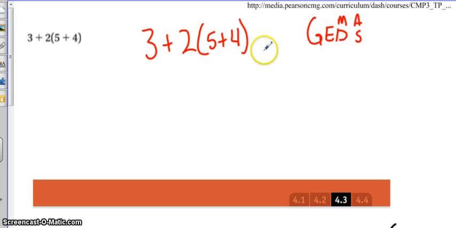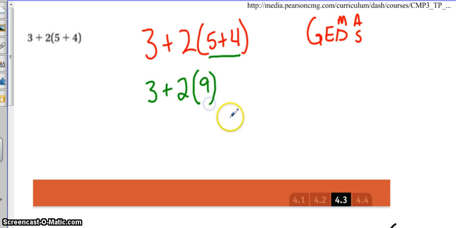So in this problem, we look for grouping symbols first. Well, we have a set of parentheses right here around the 5 plus 4. So we're going to underline that, and then we're going to rewrite the entire problem again. So 3 plus 2, we'll put in the parentheses, but instead of writing 5 plus 4, we're actually going to solve the 5 plus 4. So 5 plus 4 equals 9. We're going to put that there and close out the parentheses.